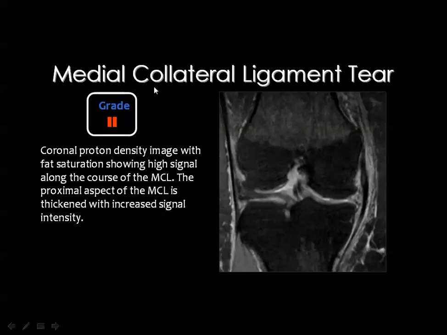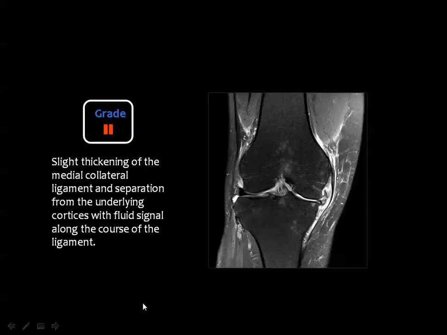Grade 2 injury, the ligament is relatively thickened. It is away from the femoral and the tibial condyles, and its course is surrounded by fluid signal. This is known as grade 2 medial collateral ligament injury. This is grade 2. The ligament is relatively thickened. It is now away from the medial femoral and tibial condyles and is surrounded by fluid signal.